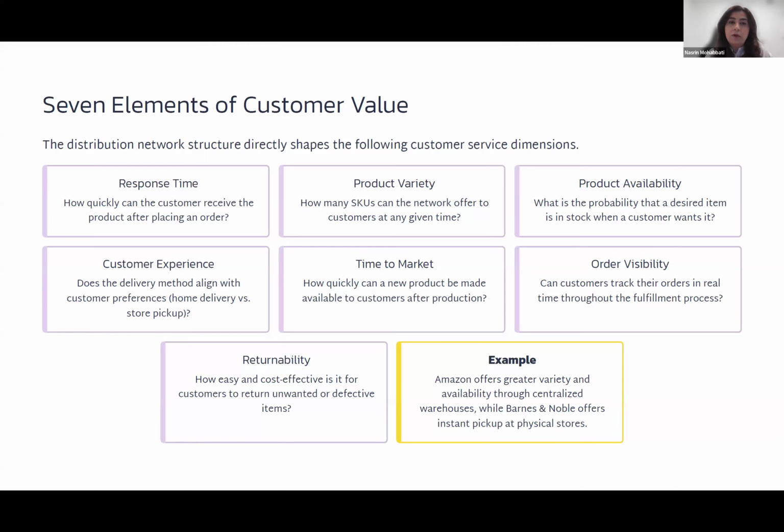Order visibility. When you're placing an order online, I'm sure that you want to know exactly where your order is. If it is Amazon, Amazon actually gives you tracking, right? So you can see where the order is, when it's delivered, how it's delivered. Other companies as well. If they're using UPS or FedEx, they have tracking numbers and it's possible to check it out. So this is another value for the customers.